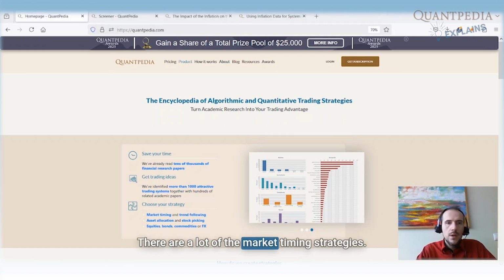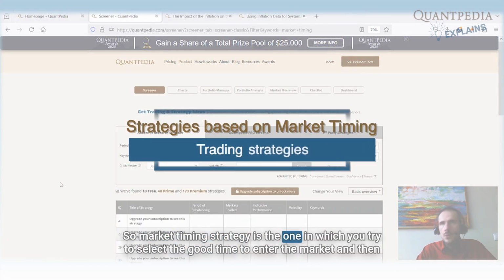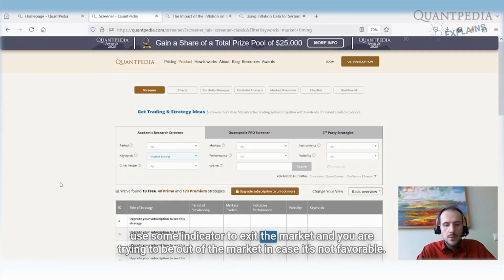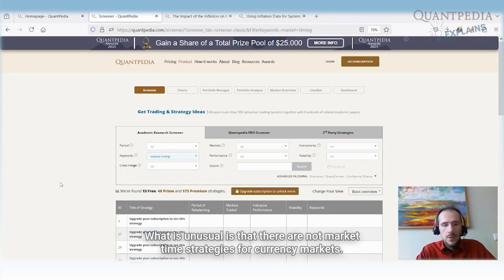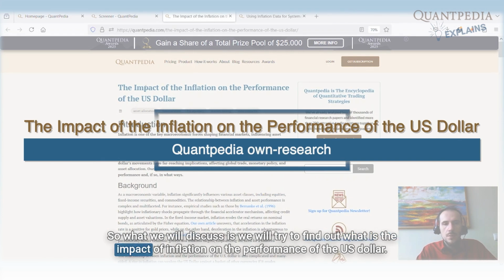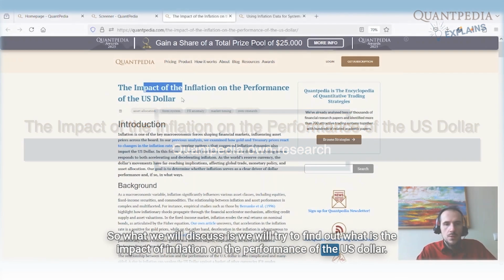There are a lot of market timing strategies. A market timing strategy is one in which you try to select a good time to enter the market and then use some indicator to exit the market, trying to be out of the market in case it's not favorable. What is unusual is that there are not many market timing strategies for currency markets. This is very interesting. So we will try to find out what is the impact of inflation on the performance of the US dollar.